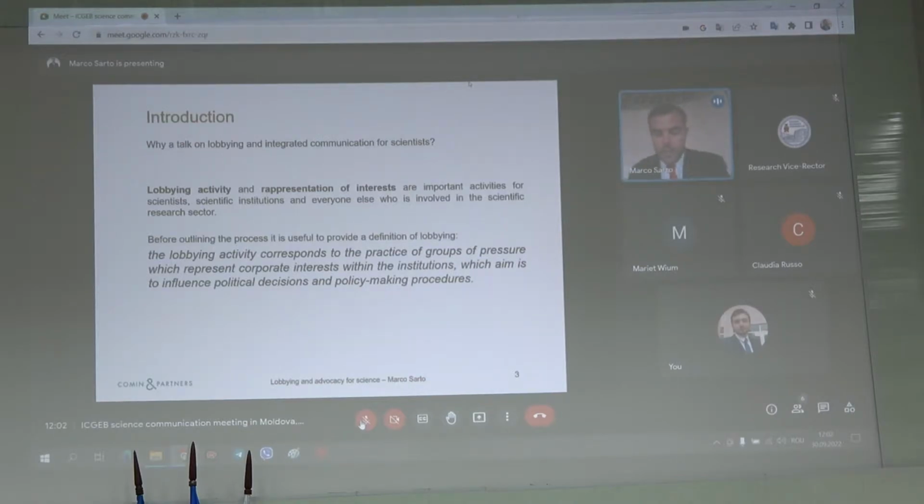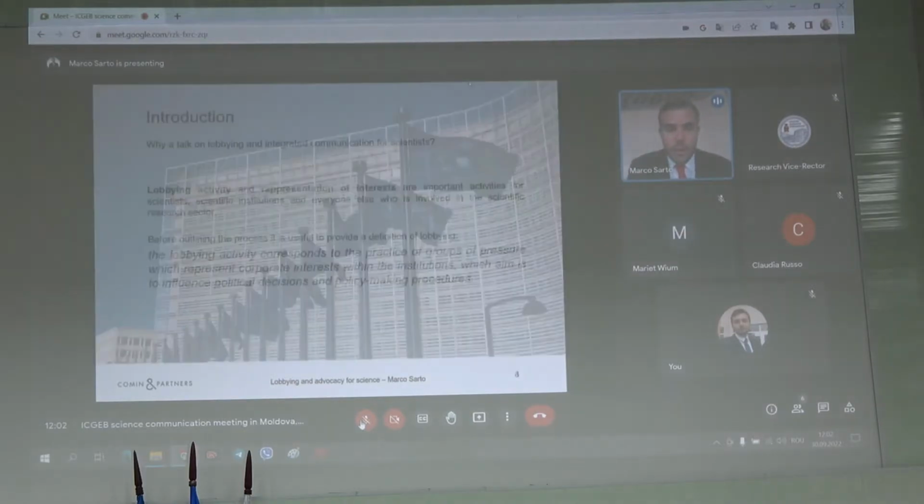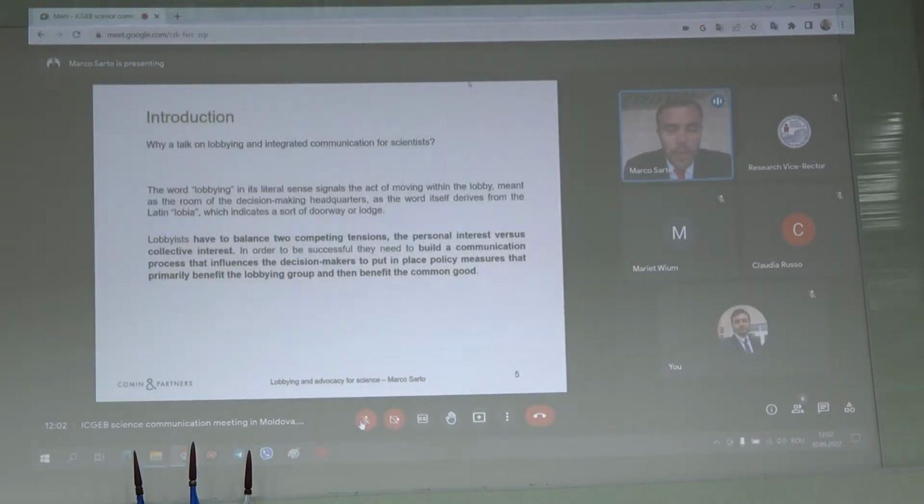Through lobbying and advocacy, it is possible to raise new funds, to stimulate new contacts, to promote research, and to spread in society the right approach for an informed science communication. A proper definition of lobby is mandatory. Lobbying activity corresponds to the practice of pressure groups, which represent corporate interests within the institutions, and the final aim is to influence political decisions and policy-making procedures.